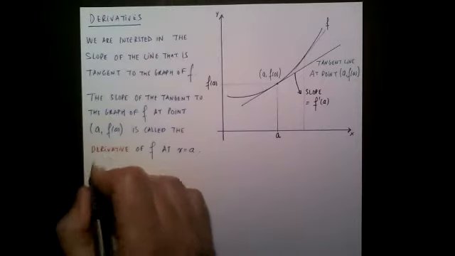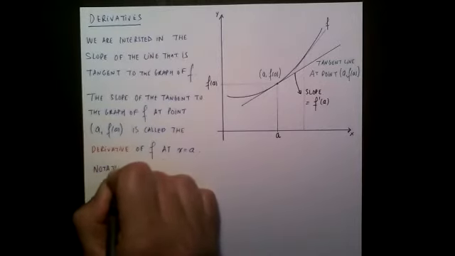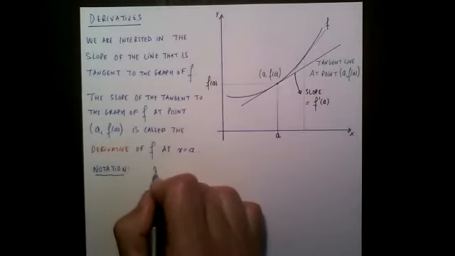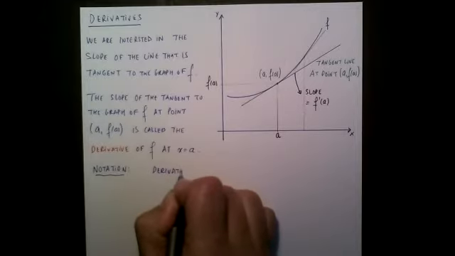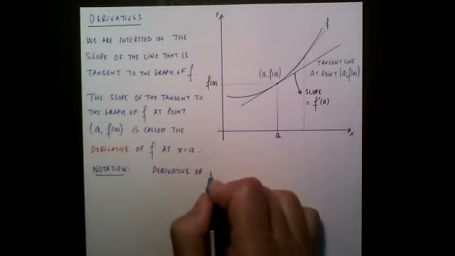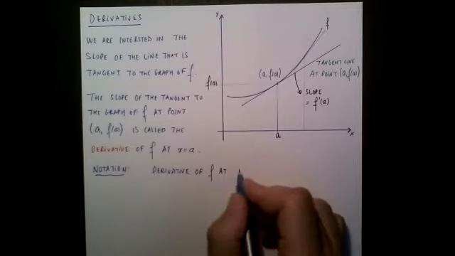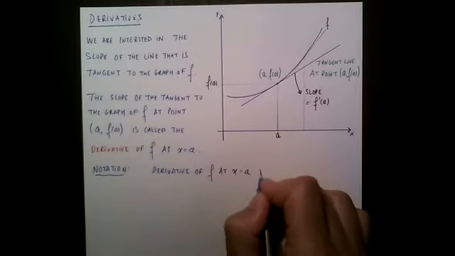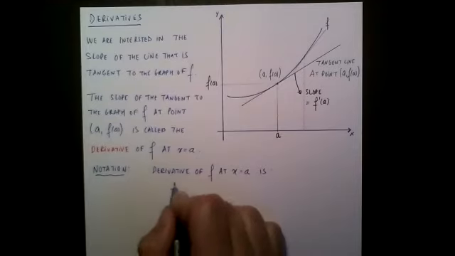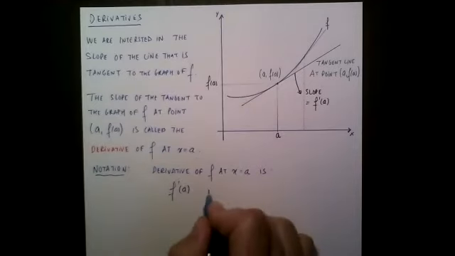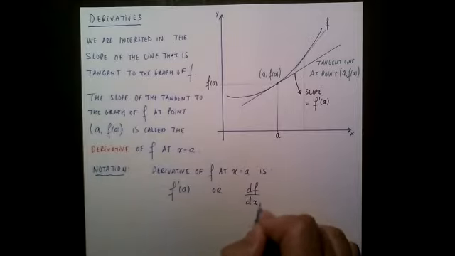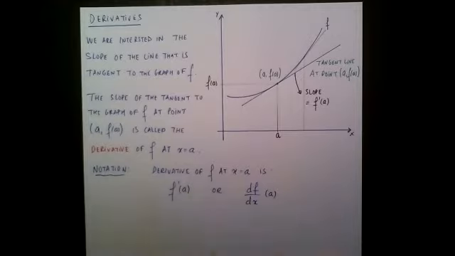Okay, let me give you the notation. I write this. So the derivative of f at x equals a, we write it like this, f prime of a, okay? Or we also write it df dx at a, okay? So this is the Newton notation, okay?